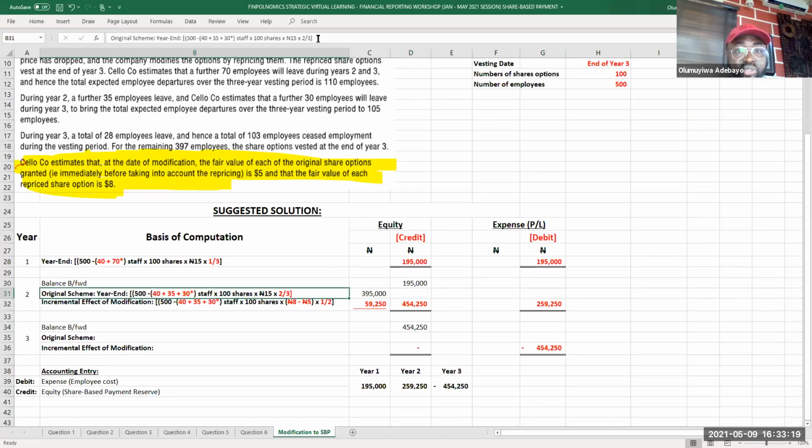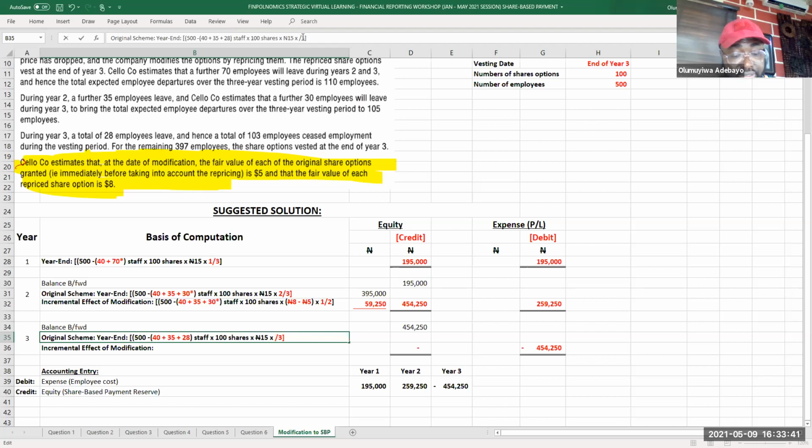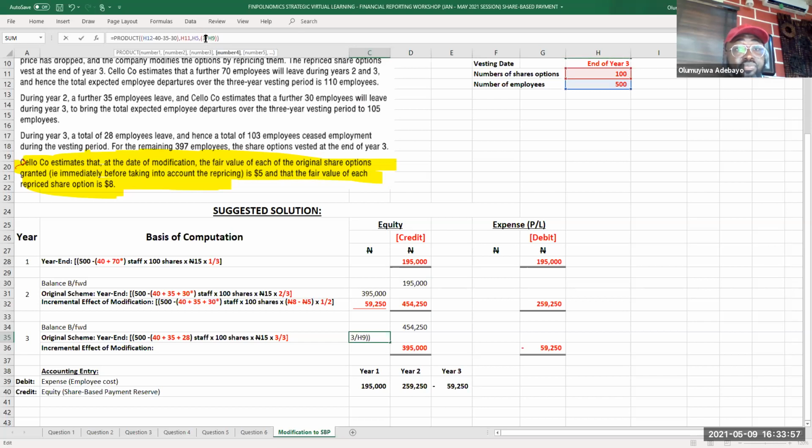In the third year also, what is the information in the third year? In the third year, 28 left, which means by the third year we've known the actual that vests. Therefore, 28 left. And we are in year 3. And we recognize all of it. And again, I bring it down. And what am I changing there? I'm in period 3 of 3. And it's no longer 30 as estimated, but 28 left. And that is it.